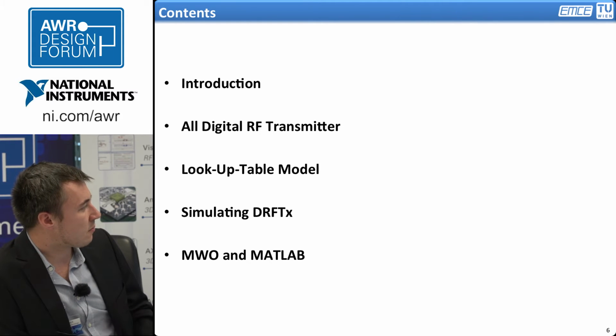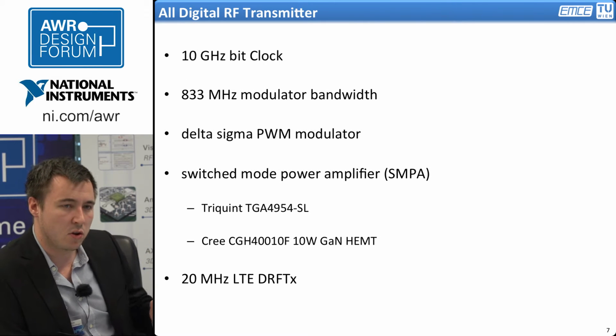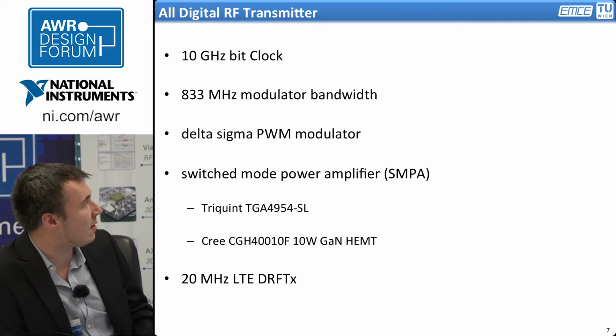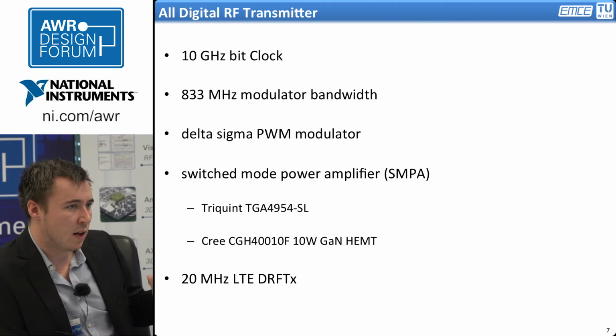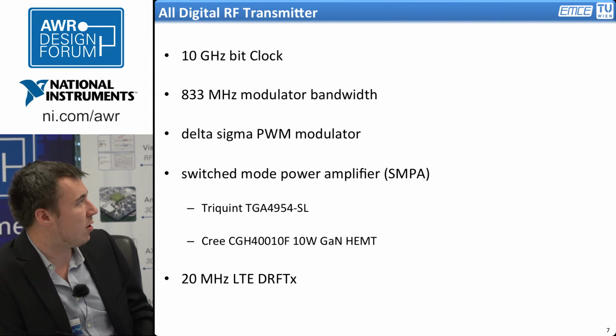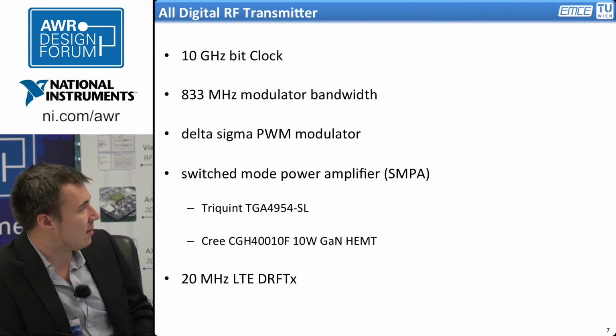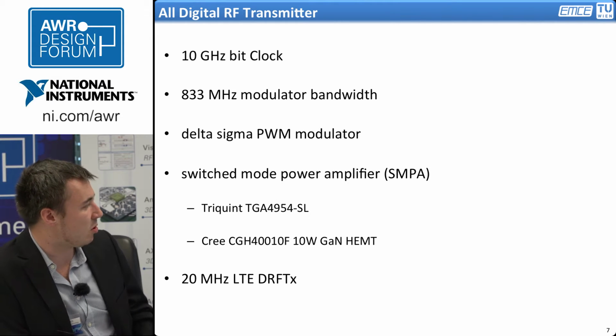And in order to do so, I first want to throw some numbers at you to give you an idea in which ballpark we are in with the circuit. So we are operating at very high bit rates. The DAC is putting out 10 gigabits per second. The modulator considers a bandwidth of 833 megahertz in order to form this spectrum. It's basically a delta sigma PWM modulator, and we use a switched mode power amplifier which consists of these two active devices, one from Triquint and one from Cree. And the target system for this project was a 20 megahertz LTE system.